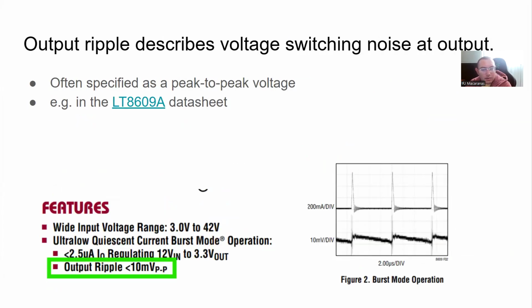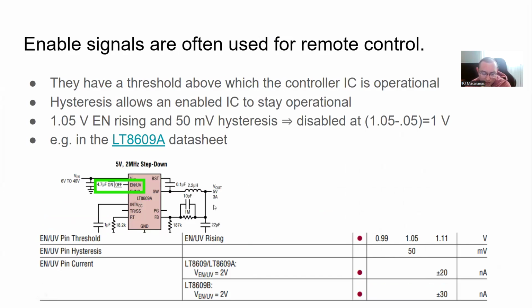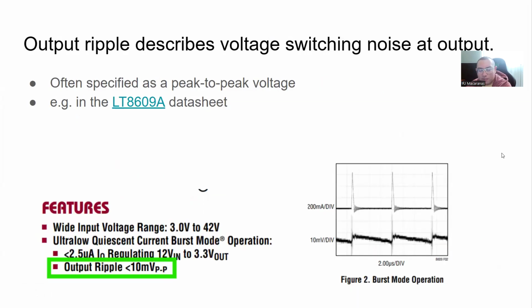And they will often describe this output ripple as a peak-to-peak voltage. In this case, they specify less than 10 millivolts peak-to-peak, which is achievable. And again, that really just depends on the size of your filter. So you need to pick out your LC filter components appropriately in order to actually achieve this output ripple that they've specified. It's not just going to come out magically at this 10 millivolts peak to peak.